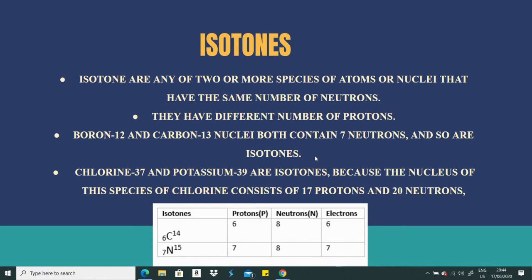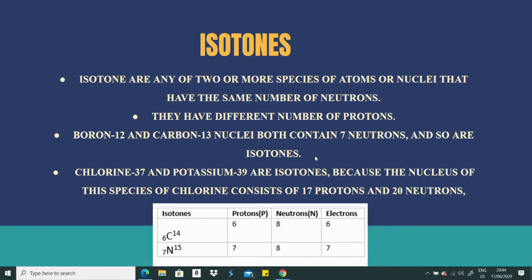Okay, then isobars are atoms or species having the same mass number but different atomic number. Same mass number means the same number of nucleons. That means the number of protons plus number of neutrons will be the same for the isobars. And isotones are species or atoms having the same number of neutrons but different atomic number and different mass number.